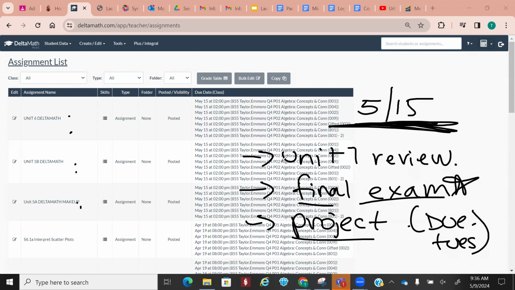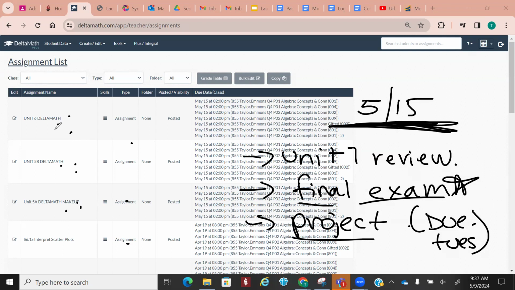No, we'll schedule it so that you're not doing everything. Yep. Very good. So if you do one of these Delta Maths, you're eligible for a retake on your test May 15th. So if you want to do 5A, 5B, or Unit 6, that's there for you.